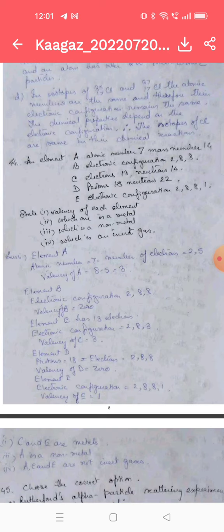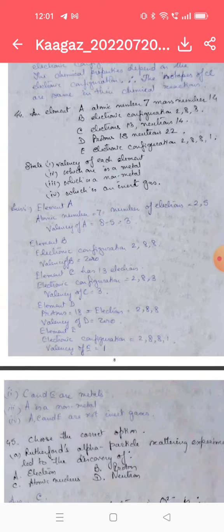So 2, 8, 8, 1 means it will donate 1 electron to complete its octet, so therefore its valency will be 1. Okay, next question is which one is a metal? So as it is giving away electrons, it will be a metal. Then elements C and E are metals because they are giving away the electrons. Then A is a non-metal. Why? Because it is gaining electrons.